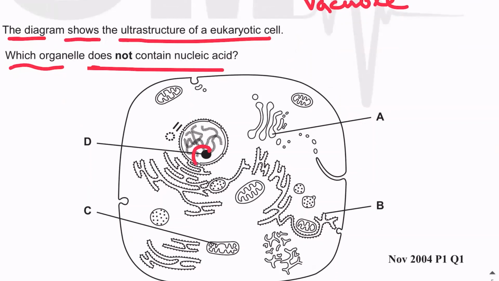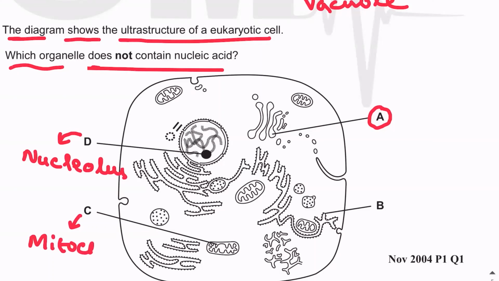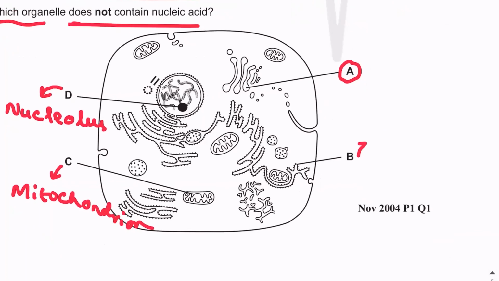A is the Golgi apparatus. Right, A is the answer. Exactly, because we discussed that the Golgi apparatus does not contain nucleic acids like DNA or RNA. But D is the nucleus, and in the nucleus there is DNA and RNA. Mitochondria, that is C, also contain DNA and RNA. And what is B? B is RER. RER contains ribosomes, and ribosomes contain RNA. So A is the right answer.